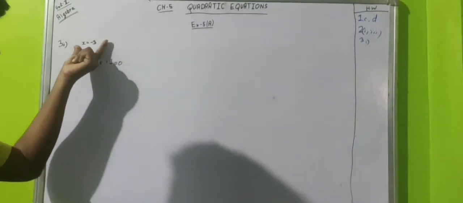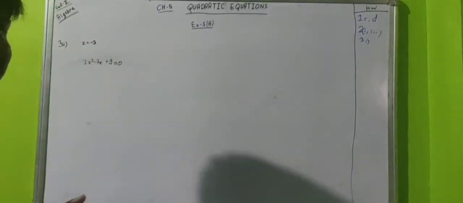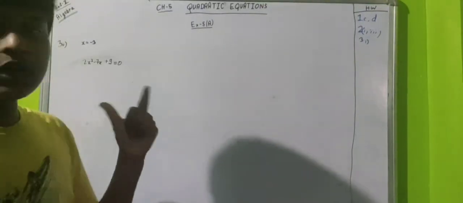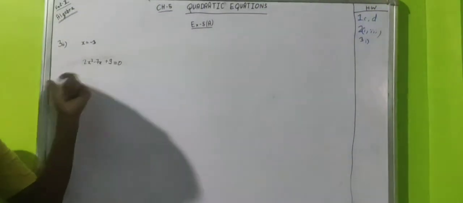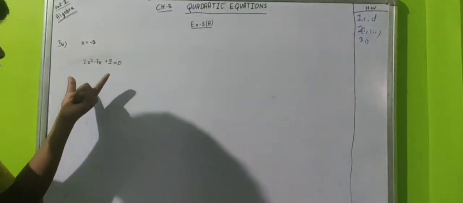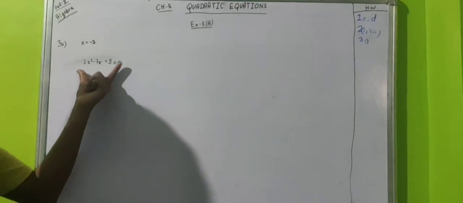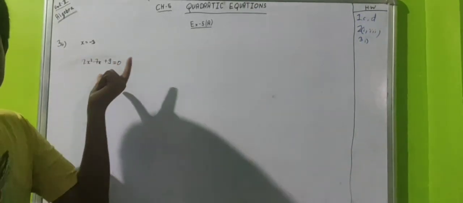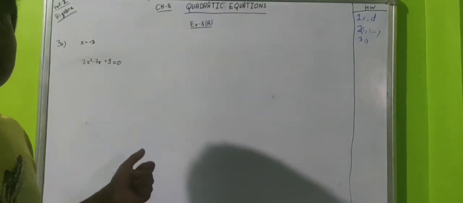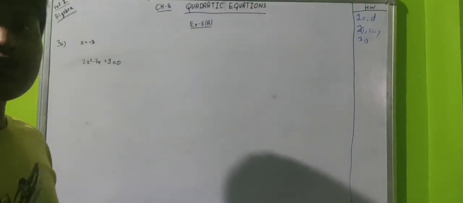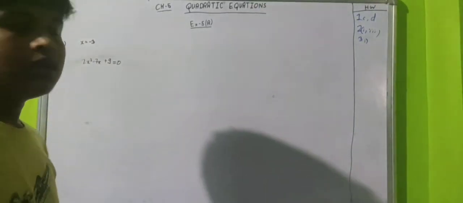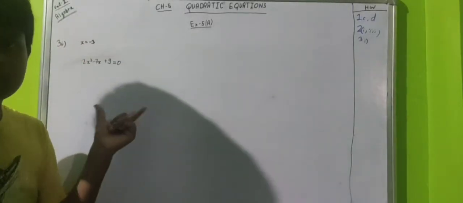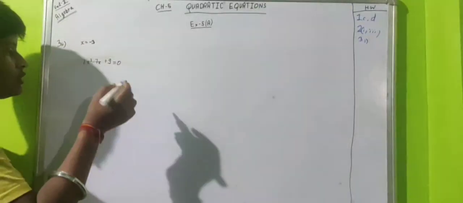Friends, here the value of x is given as minus 3. We have to check whether minus 3 is a root of this equation or not. If the answer comes as 0 after putting the root as minus 3, then we can say that it is the root. If it does not come as 0, another value comes, then we can say that it is not a root of it. Then let's solve it.